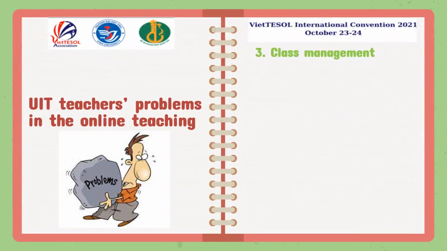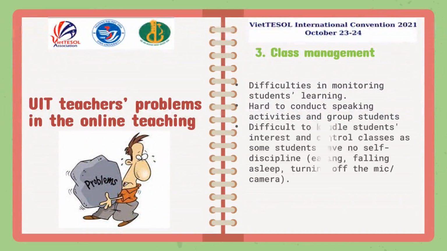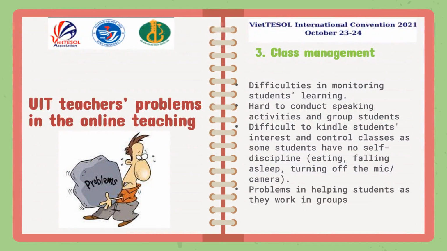Another problem that UIT teachers encounter is class management. All of the teachers confided that they find it hard to monitor students' learning, especially outside the class, and it's hard to conduct speaking activities and group students together. They also find it difficult to kindle students' interest and control classes, as some students have no self-discipline. For example, eating, falling asleep, or turning off the mic or the camera. And teachers reported that they have problems in helping students as they work in groups.